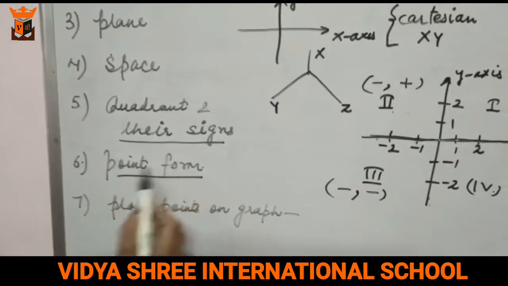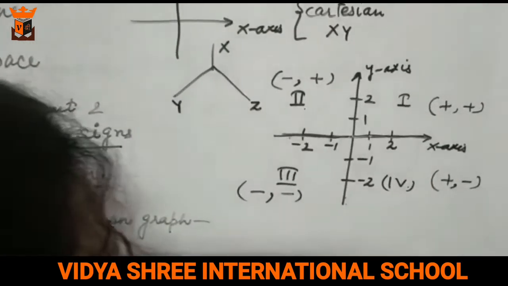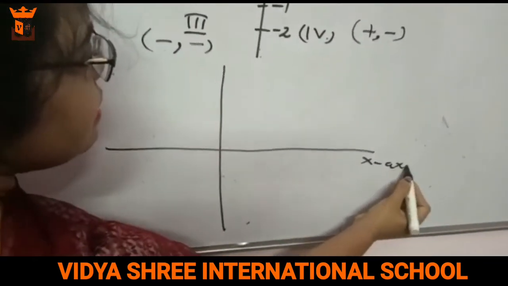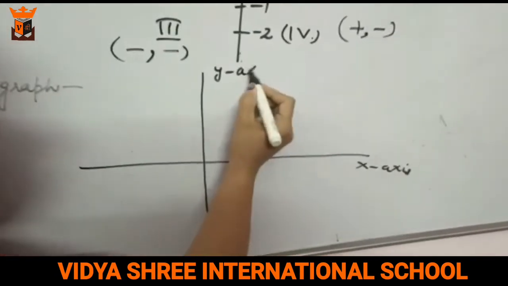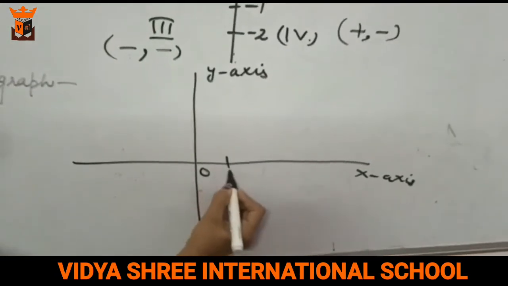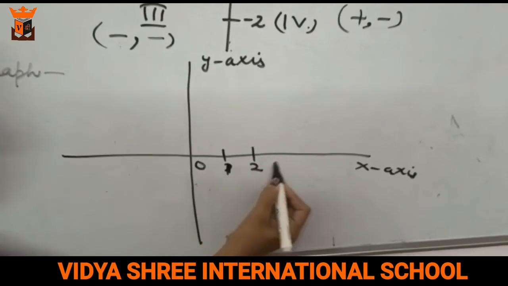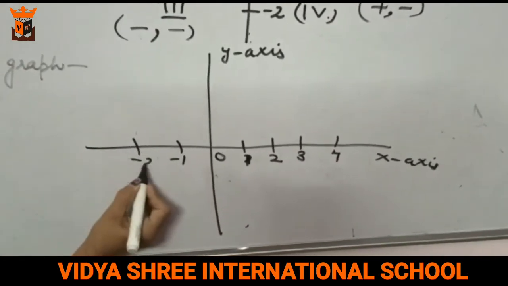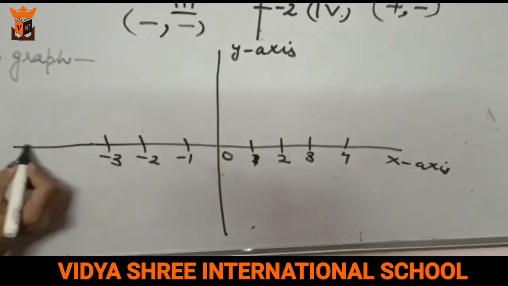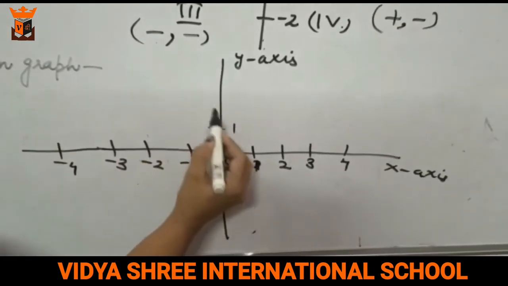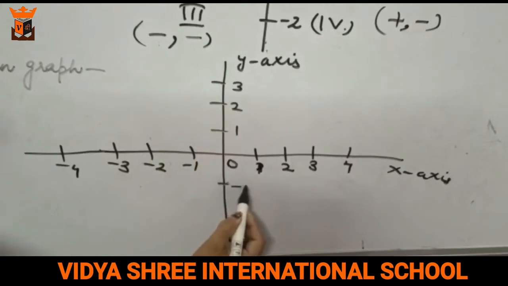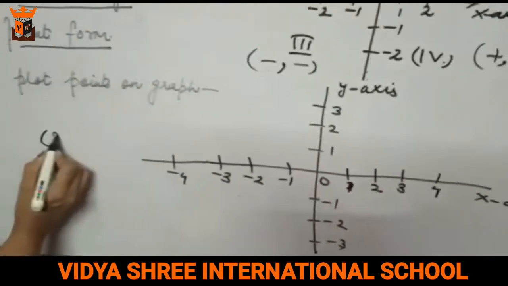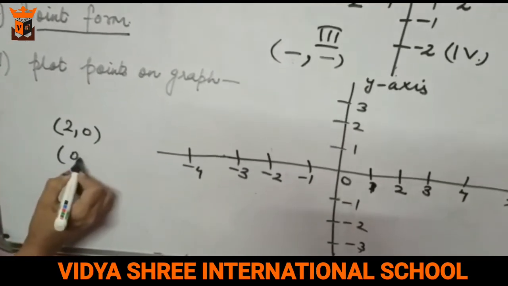Now what is point form? If any point I am plotting it on the graph like this is x-axis and y-axis. This is 0, 1, 2, 3, 4, same -1, -2, -3, -4. 1, 2, 3, -1, -2, -3. Like I am plotting the point 2, 0 and 0, 2.